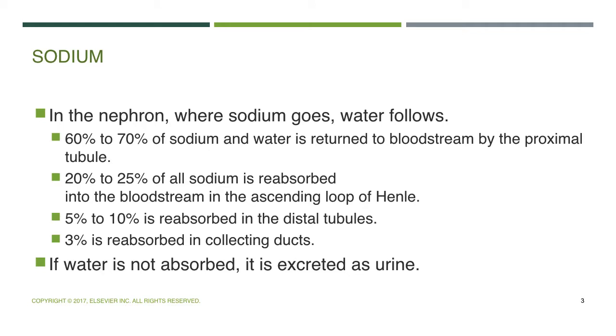In the nephron, wherever sodium goes, water follows. So 60 to 70% of sodium and water is returned to the bloodstream by the proximal tubule. 20 to 25% of all sodium is reabsorbed into the bloodstream in the ascending loop of Henle, and 5 to 10% is reabsorbed in the distal tubules. 3% is reabsorbed in the collecting ducts.